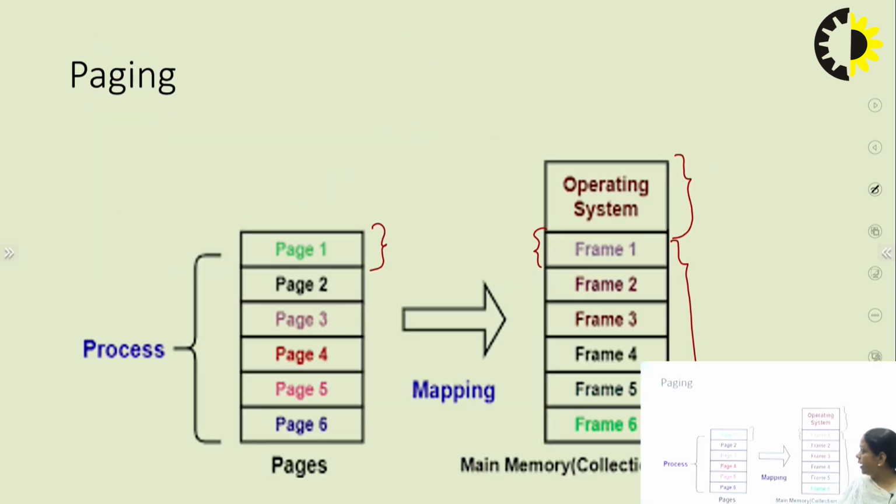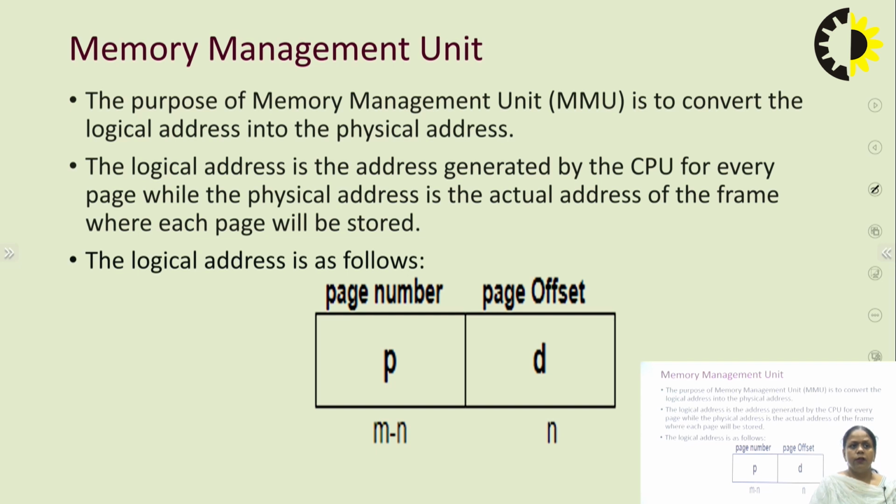So the address of the page is known as a logical address, which is generated by the CPU. But the actual address of the page which is stored in a particular frame is known as a physical address. To convert a logical address into physical address, we need a unit which is known as a memory management unit.